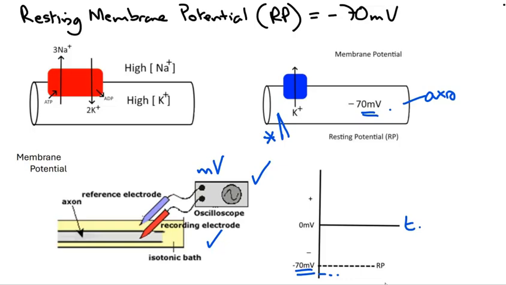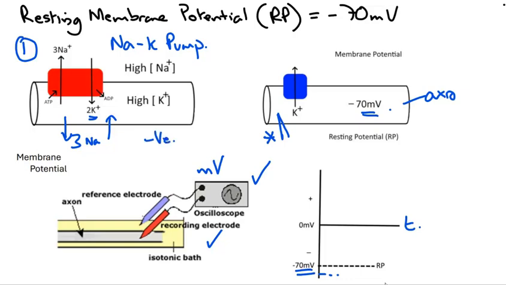Minus 70 millivolts is sustained, and this is achieved by two parts. Part one is something familiar to you from cell membrane structure, which are the sodium-potassium pumps, and they initiate an exchange of ions in a ratio: 3 sodium ions are pumped out of the cell with an exchange of 2 potassiums coming into the cell, and overall this initiates a negative charge within the axon.